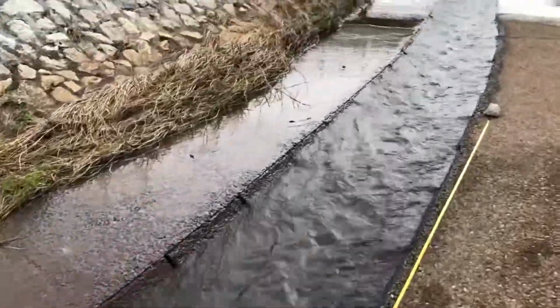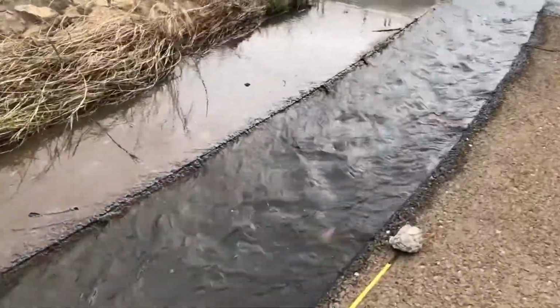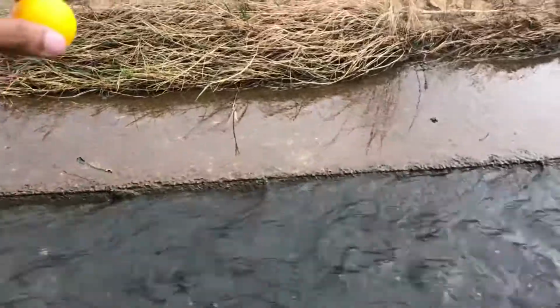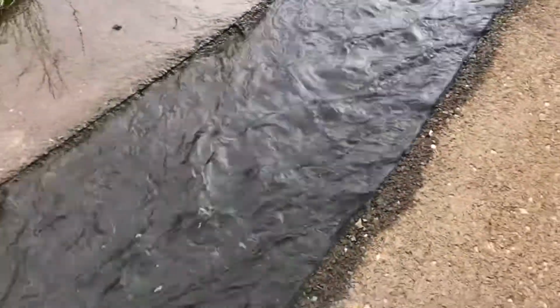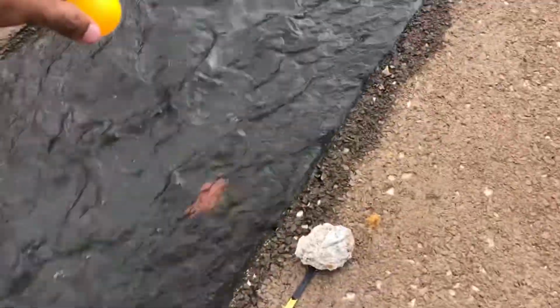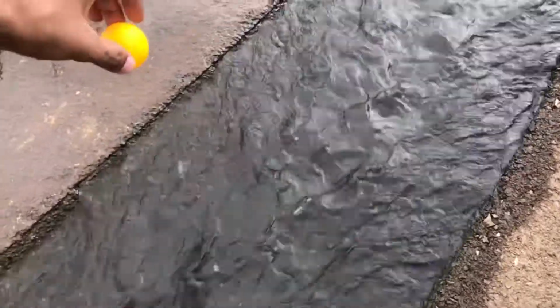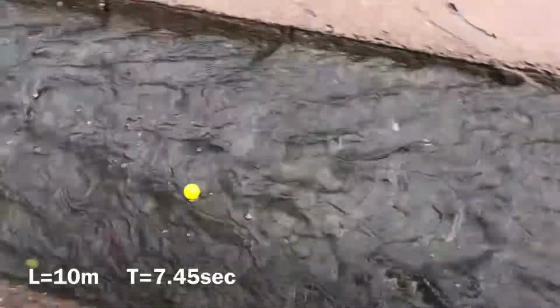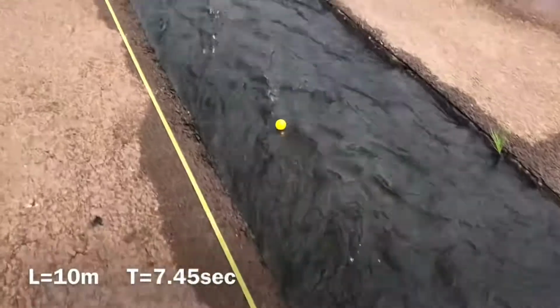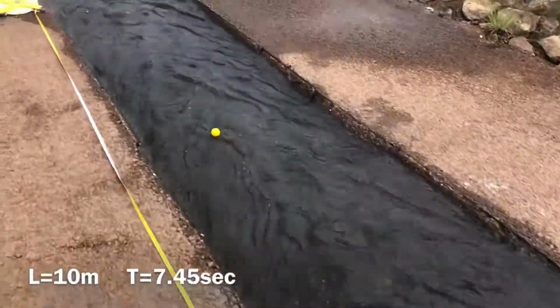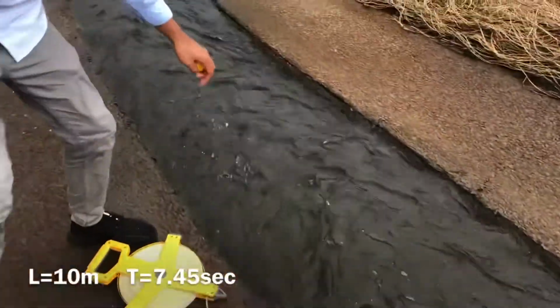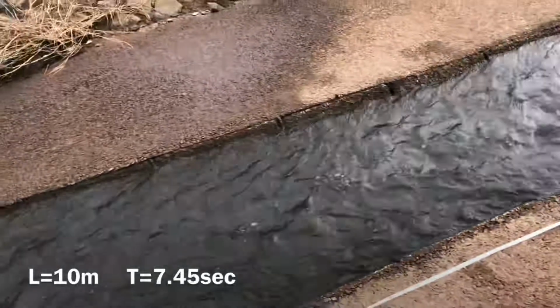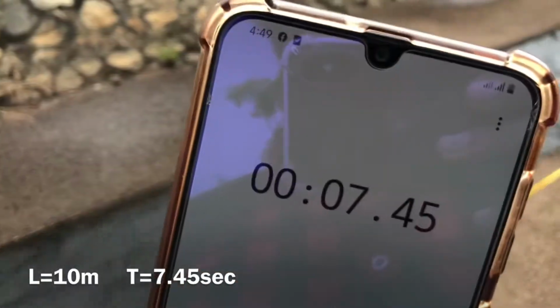This is the third trial for the same setting, and we'll drop it at 0. Follow it through the 10 meters as it covers it, and the time taken was 7.45 seconds.